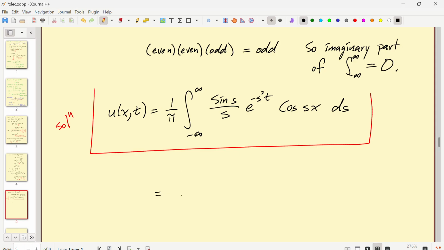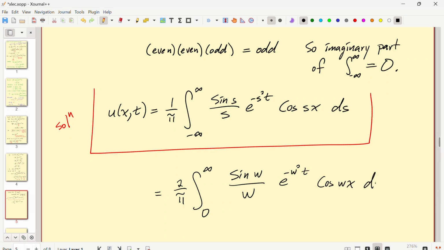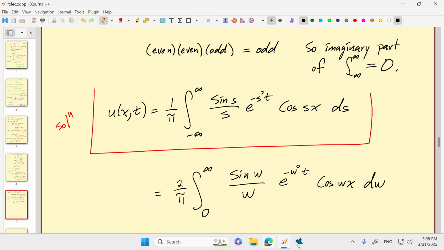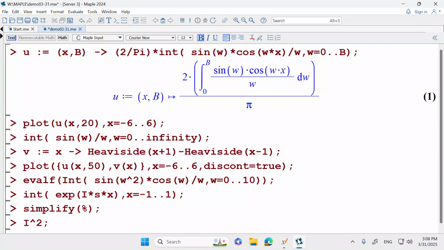Since that's a symmetric interval, that's 2 over pi, integral from 0 to infinity. It doesn't matter what I call the variable, so I'll put a w over w, e to the minus w squared t cosine wx dw. And I took t equals 0 there, so there's no e to the minus w squared t. So now when I go back and look at that integral, that's what I've got: sine of w over w cosine wx dw. Let's plot it and see what it does.